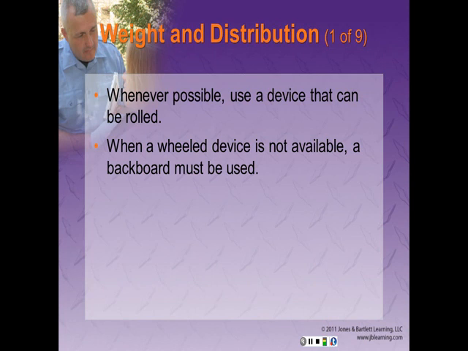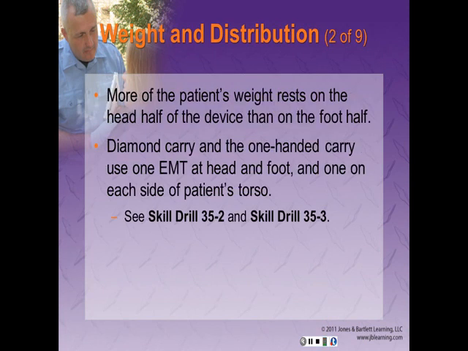Proper weight and distribution. Whenever possible, use a device that can be rolled to move a patient. When a wheeled device is not available, you must use a backboard or other type of moving device. More of the patient's weight rests on the head half of the device than on the foot half.